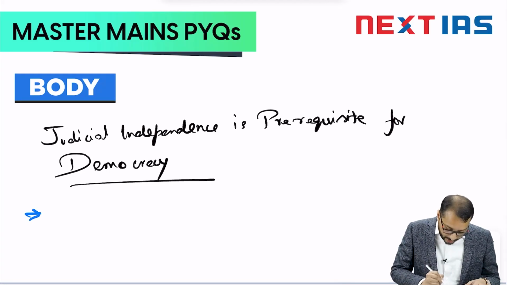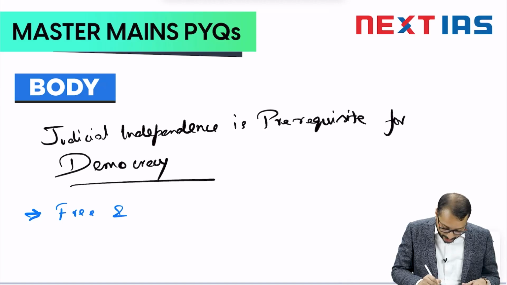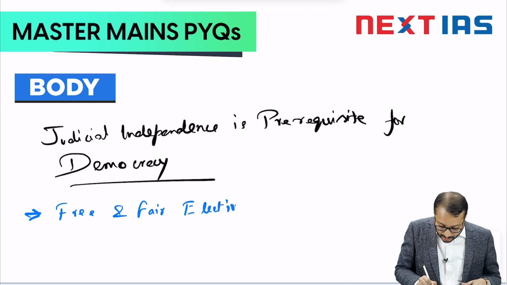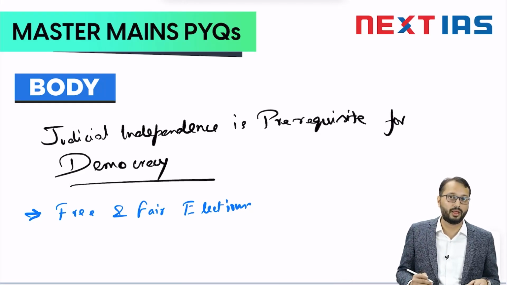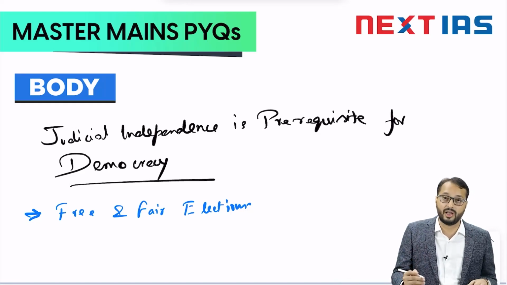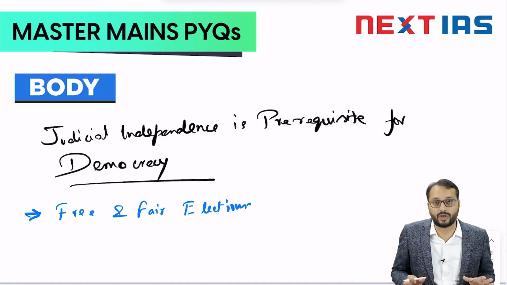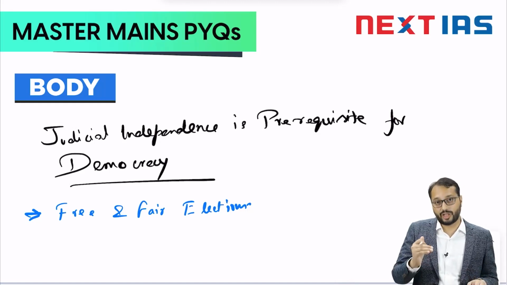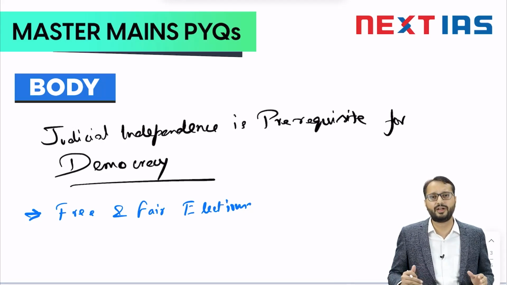Now, the very first argument that judicial independence is a prerequisite for democracy is free and fair elections. In various cases like PUCL versus Union of India and Kihoto Hollohan versus Zachillhu, the Supreme Court has held that democracy is part of the basic structure of our Constitution, and free and fair elections are basic features of this process. Democracy also contemplates that voters should be freely exercising their choice. Therefore, to ensure the sanctity of the process, to ensure a level playing field for every citizen of India, and to uphold the right to vote and the right to contest, an independent judiciary is very important.